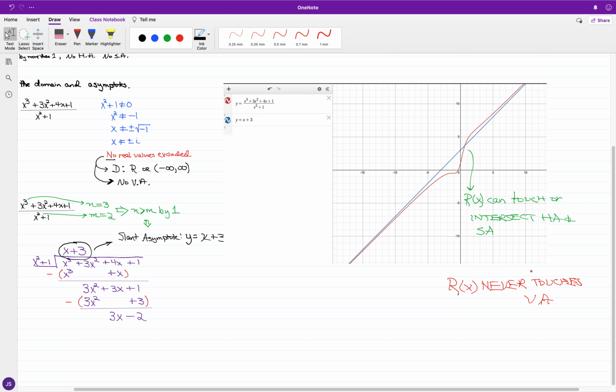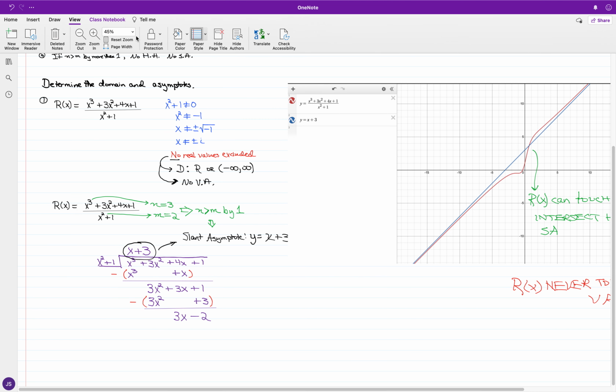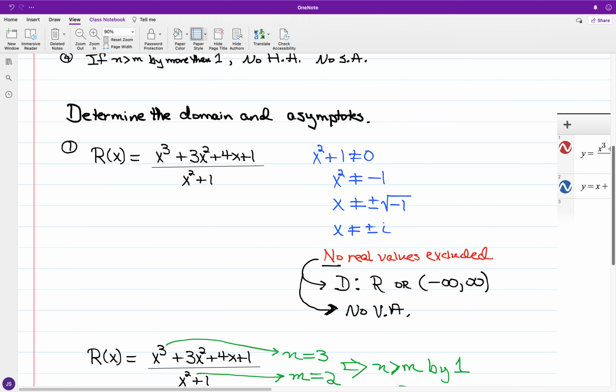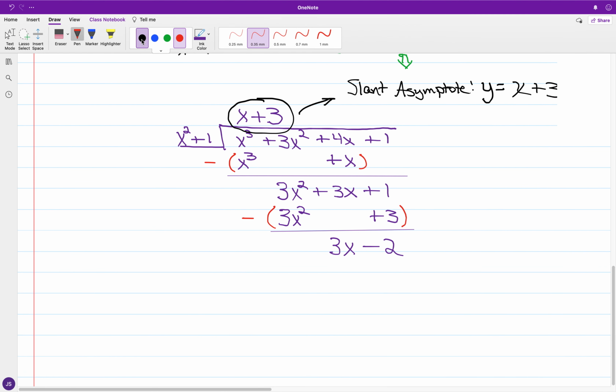Now we have a case involving the determination of domain. For this next item, we have R of x equal to 2x squared minus 18, all over x squared plus 5x plus 6.